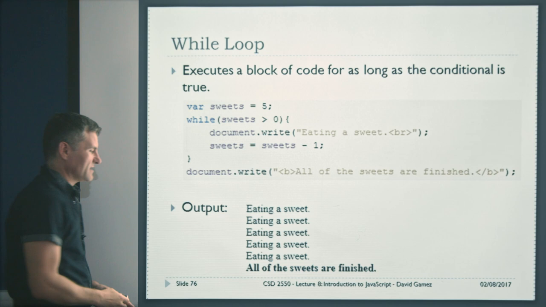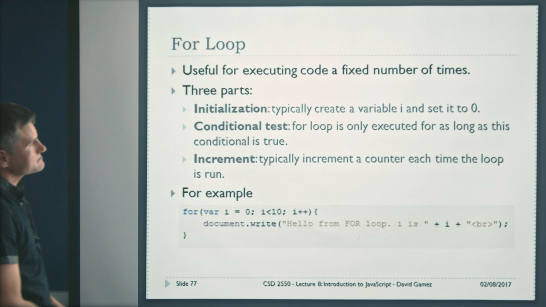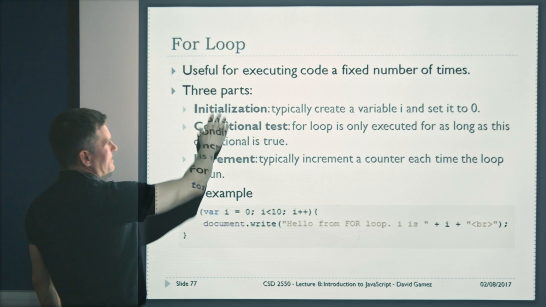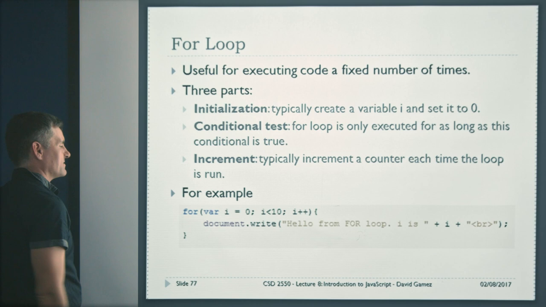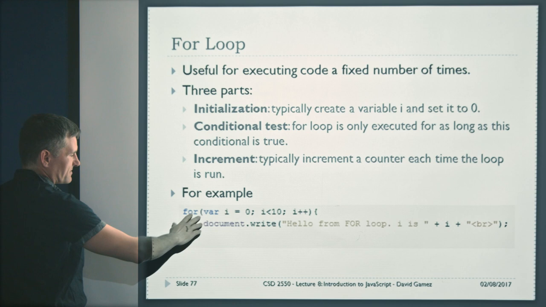The for loop avoids that problem. It's useful for executing code a fixed number of times or for working through an array or something like that. You have the initialization part where you create a variable i and set it to 0, for example. A conditional test to check whether the for loop should continue. And an increment, where you increment a counter. This can be more flexible than you might think, but in general this is the right way to do it.